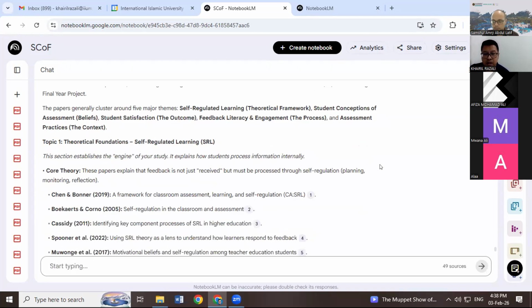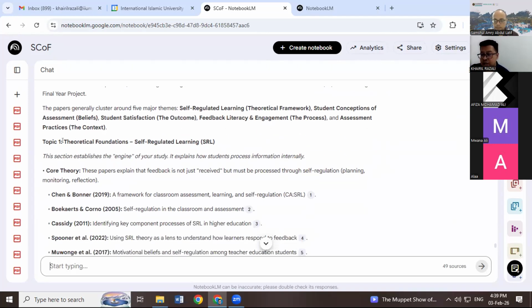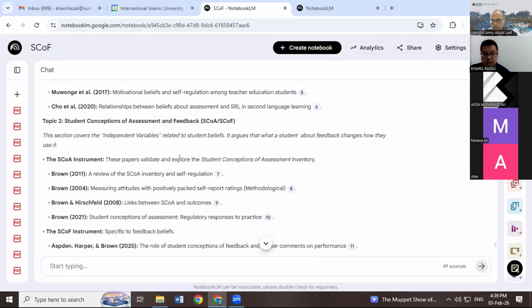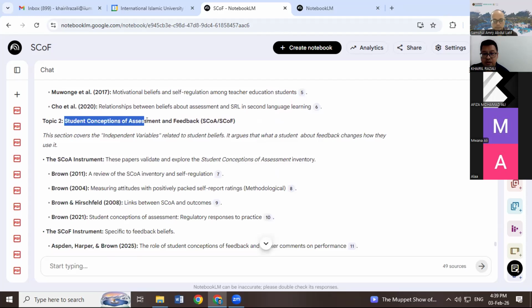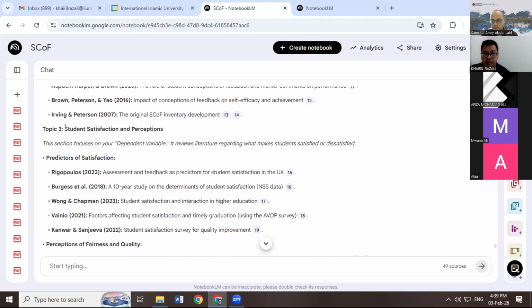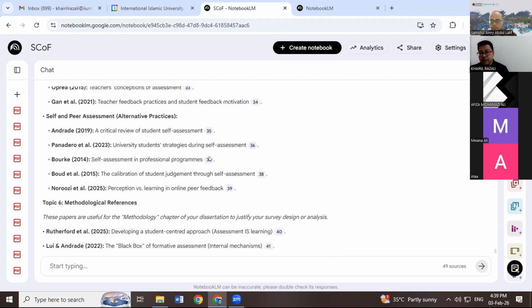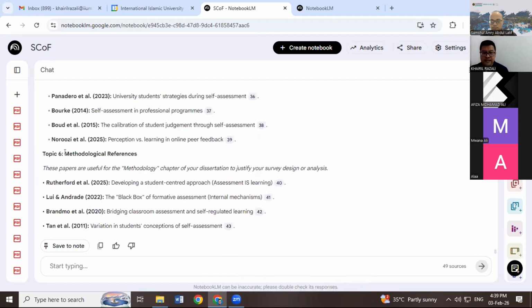So topic number one, these are the topics that you can do for your literature review. The theoretical foundation, self-regulated learning. Okay, this is the first one, and these are based on the papers. Then topic number two, student conceptions of feedback and assessment. Topic number three, student satisfaction and perception. Then topic number four, feedback literacy. Again, there will be a lot of topics that they can suggest to you. There are six topics.